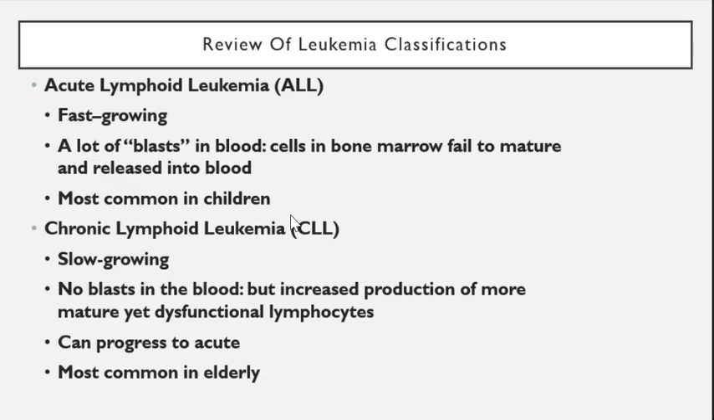So with regard to the 4 different classifications, we have acute lymphoid leukemia. It's very fast growing. There's a lot of blasts in the blood, failure to mature and release into the blood, and it's most common in children. So acute lymphoid leukemia is ALL.